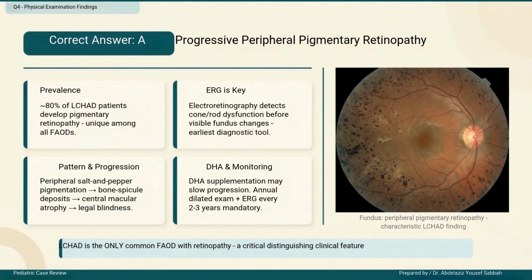Docosahexaenoic acid supplementation may help slow progression, and an annual dilated eye examination with electroretinography every 2 to 3 years is mandatory. The take-home point is that LCHAD is the only common fatty acid oxidation disorder with retinopathy, and that is a critical distinguishing clinical feature.